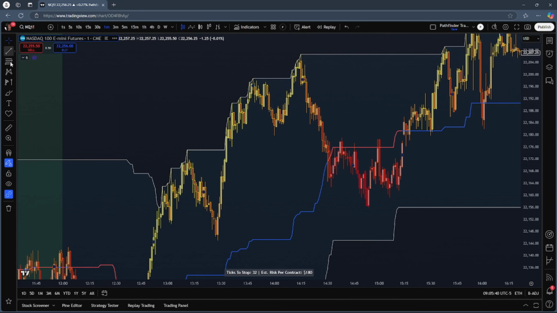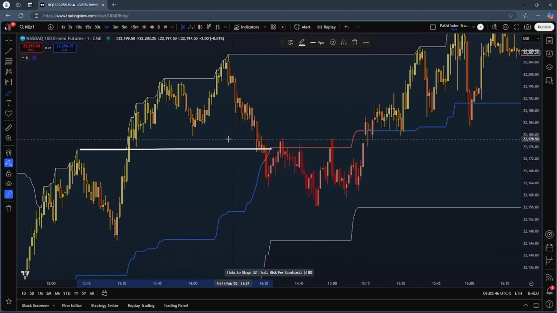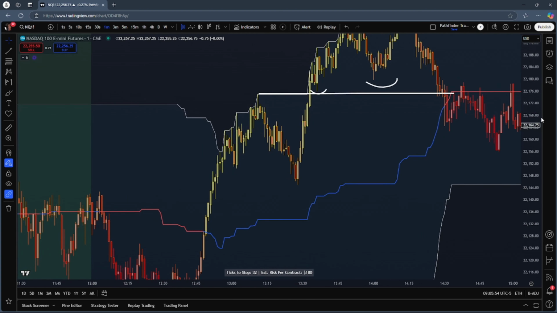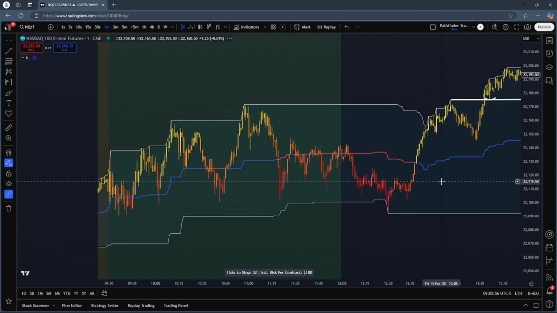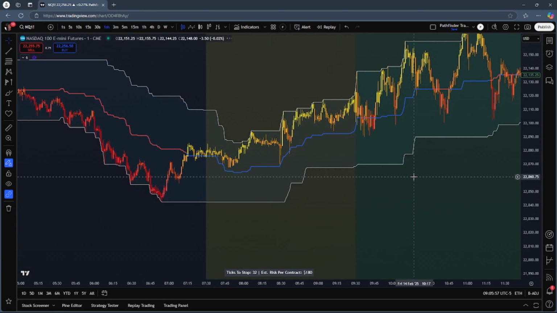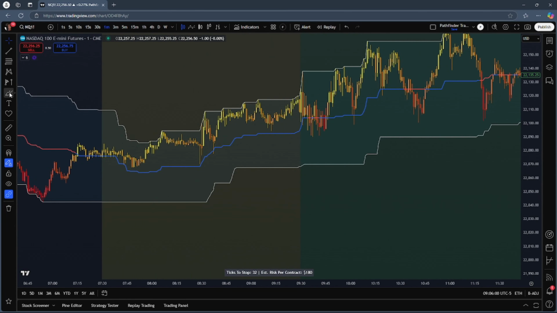Let's see, we have another one right here. Wick, back to the upside, okay? Right here, nice big wick, back to the upside. These are levels of support that you're looking for. It's the wicks, okay? In here, wicks here, that's money. Wicks here, that's money, okay?